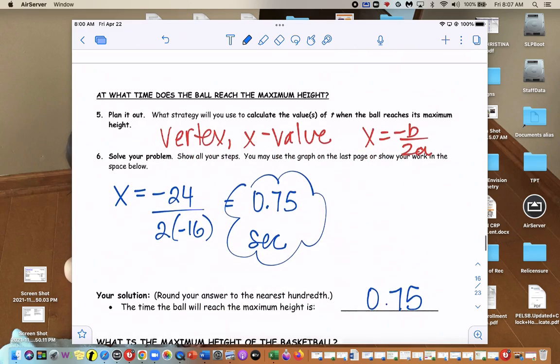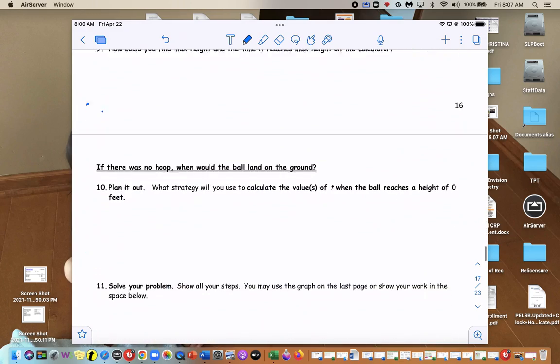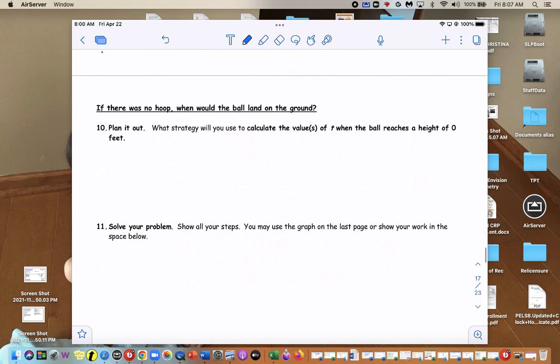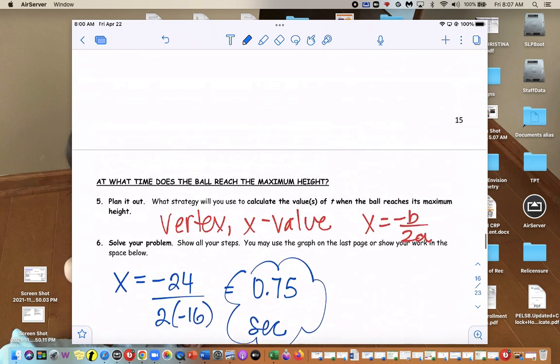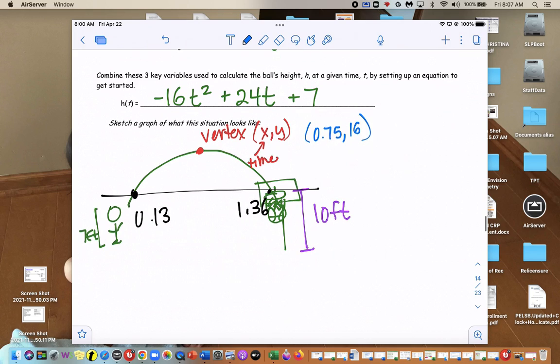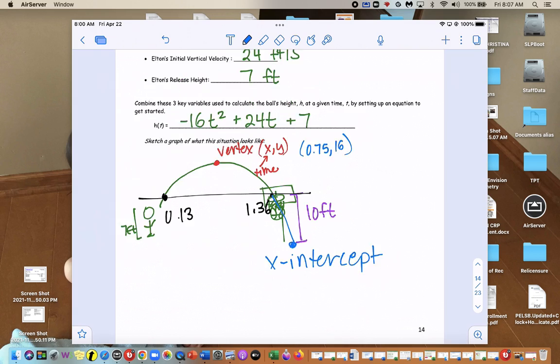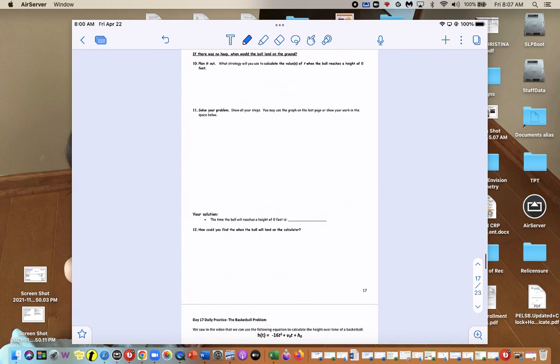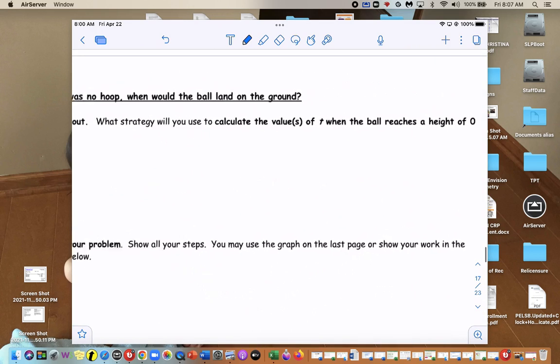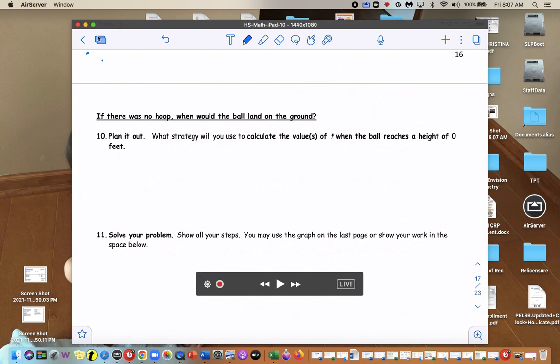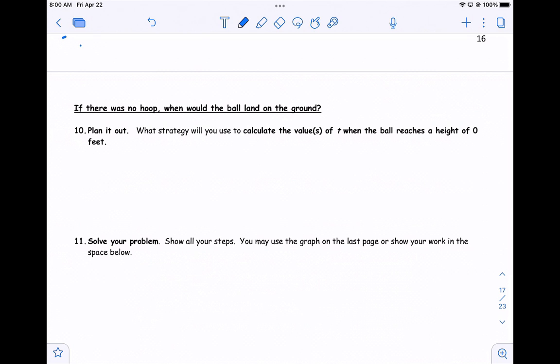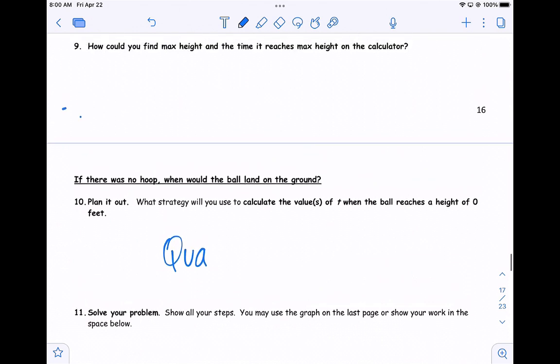Okay. And lastly, if there was no hoop, when would the ball land on the ground? So like he made an air ball, or again, if there was no hoop, when would it land on the ground? That's an x-intercept. To find an x-intercept, we use the quadratic formula. So our last step here, let's make this bigger. Okay, so this is the quadratic formula.